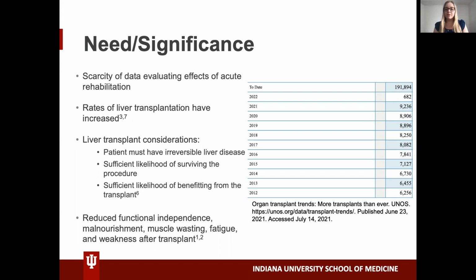For some considerations for liver transplantation, patients must have irreversible liver disease and sufficient likelihood of both surviving the procedure and benefiting from the transplant. Due to the often chronic nature of the conditions that would allow patients to be considered for a liver transplant, patients can experience reduced functional independence, malnourishment, muscle wasting, fatigue, and weakness following transplant. Therefore, acute rehabilitation that is focused on improving patients' quality of life and functional independence can serve as a fundamental component of their postoperative care.